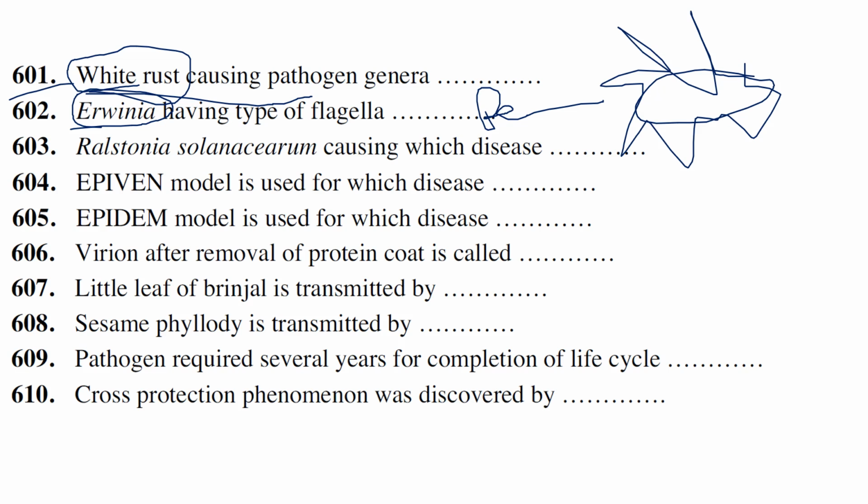EPIVEN model is used for which disease? EPIVEN is a forecasting model that is recommended for apple scab. EPIDEM is for early blight of potato and tomato, which is caused by Alternaria solani or Alternaria alternata.